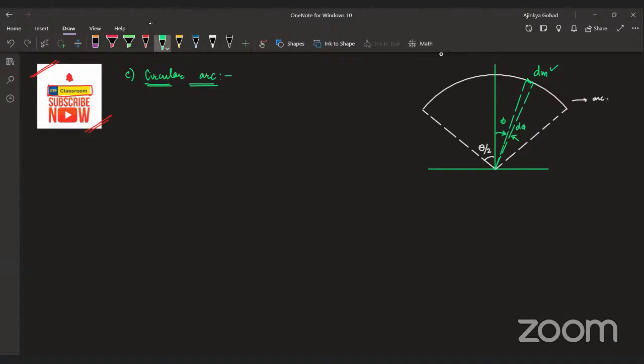Now, integrating such dm masses, I will get the entire arc. Just for the calculations to be easier, I will show that this is the x coordinate of this, and this is the y coordinate.